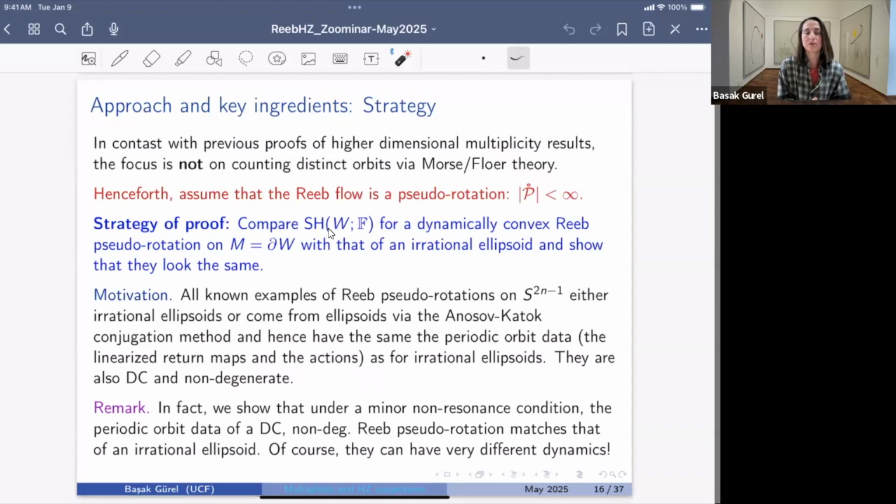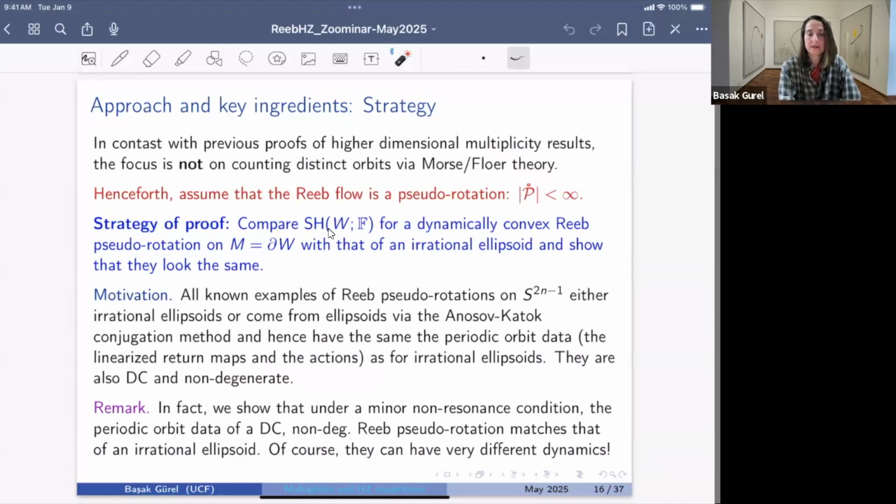Now, to this end, let me say that if I forget, I will repeat as needed in the rest of the talk, that just suppose that the Reeb flow is a pseudo-rotation, right? Which I can do in many instances, in all the theorems. So for the proof's purposes, one can assume that you have finitely many prime closed orbits. So back to the strategy again.